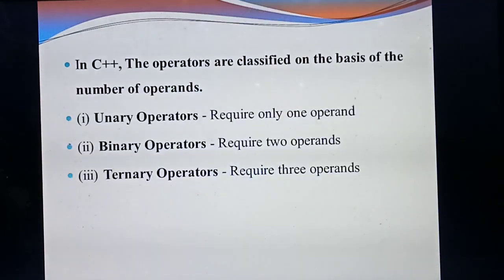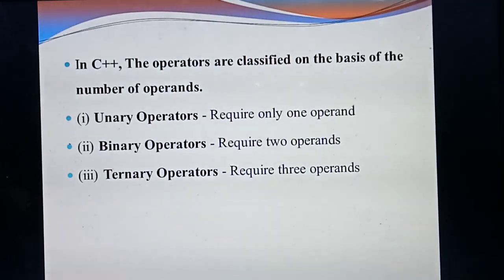In C++, the operators are classified based on the operands. Here there are mainly three types of operators they have given. Many kinds of operators are there, but here they are giving only three kinds of operators. Understand?